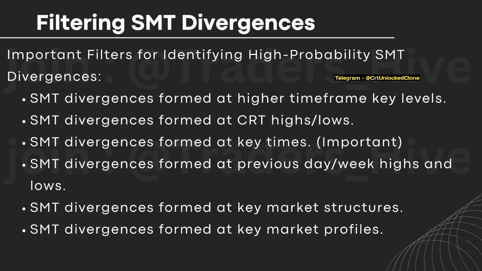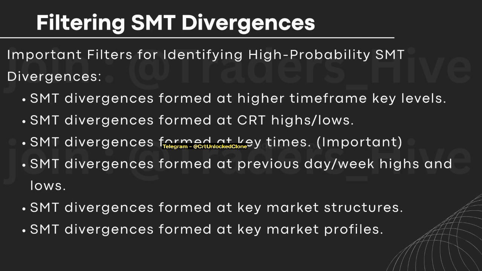The third main important point is SMT divergence is formed at key times, right? Now we know that time is important in price. We must match key levels with SMT divergence, but at the same time you have to look for high probability SMT formed at key times, right? For example, during London Open, during 3 a.m. or during New York Open.